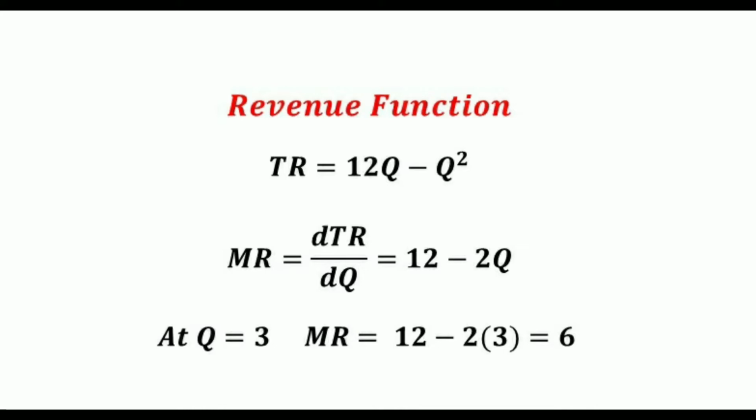Similarly, we have the total revenue function, where the total revenue is also a function of output q. Here the total revenue is given as 12q minus q square. If you want to find its marginal, that is marginal revenue, then take the first derivative of the total revenue function with respect to output q. It will become 12 minus 2q. So if you substitute q is equal to 3, then the marginal revenue is equal to 12 minus 2 into 3, which is equal to 6.